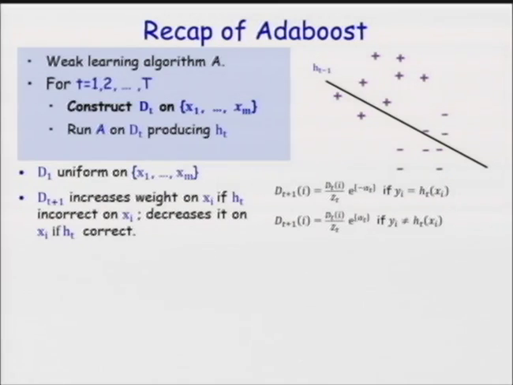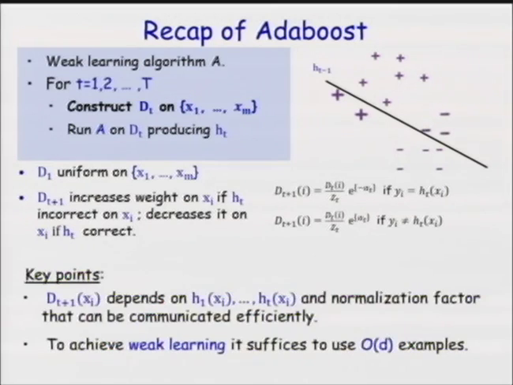Now, the specific formula is written here. The details are not important. What is important, and this is one of the key points that allows us to implement boosting in a distributed manner, is that at any moment in time, the current weight that AdaBoost has on a given example x_i depends entirely on the performance of the weak hypotheses generated so far. So it depends entirely on h_1(x_i), h_2(x_i), h_3(x_i), and also on some normalization factor that can be communicated efficiently.